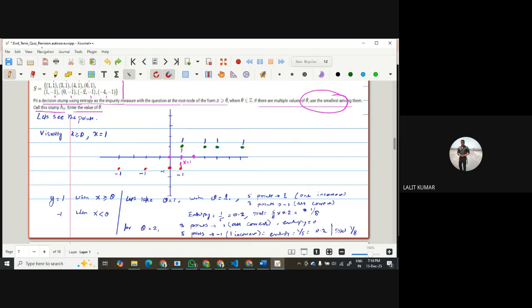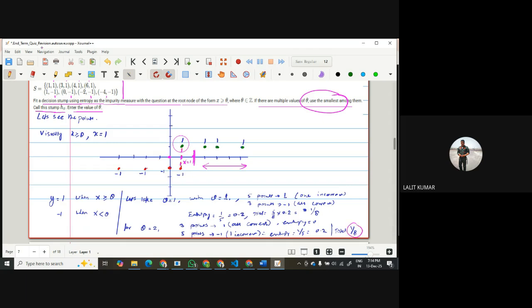When we take theta is equal to 2, entropy is 0 here because all are correct. But here again there is one misclassification. So in this case also it is 1 by 5 into 5 by 8, so it will also give 1 by 8 only.